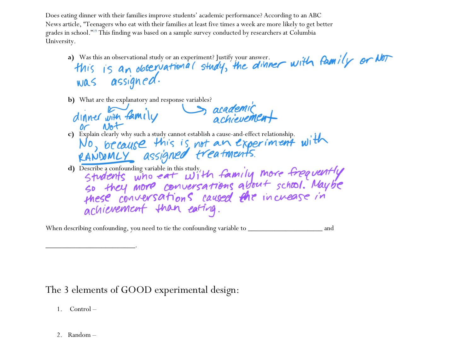All right. Notice as we talked about this, I've taken this idea of having these conversations and tied it in two places. One, I tied it to eating dinner more frequently, and then I tied it to increased achievement. So whenever you're trying to talk about confounding, which is relatively likely that you're going to have to do, you need to tie it to both the explanatory and response variable.